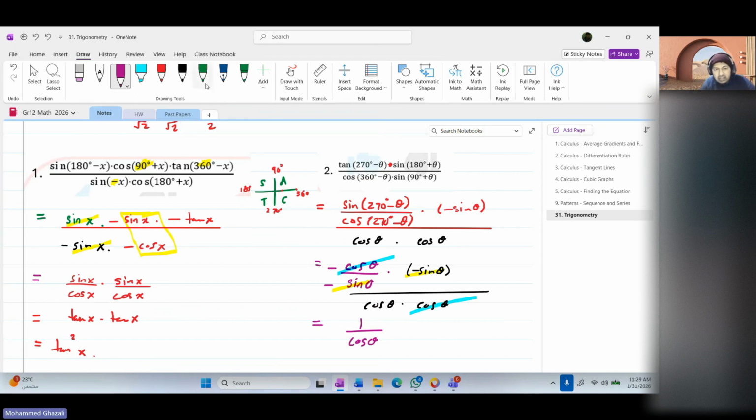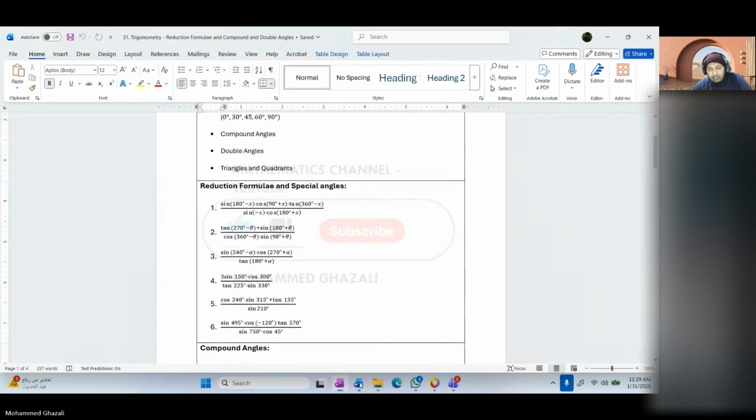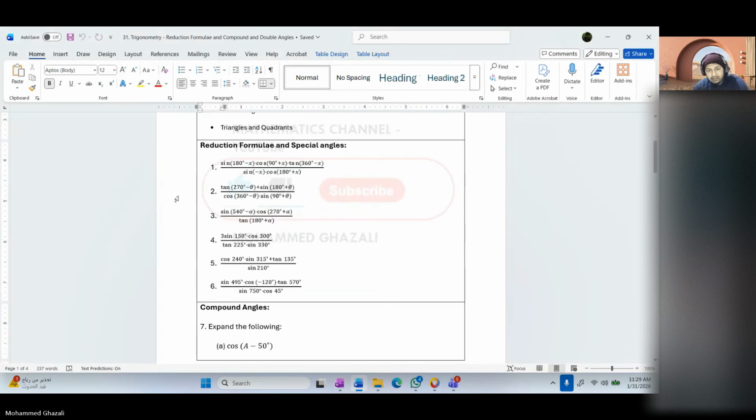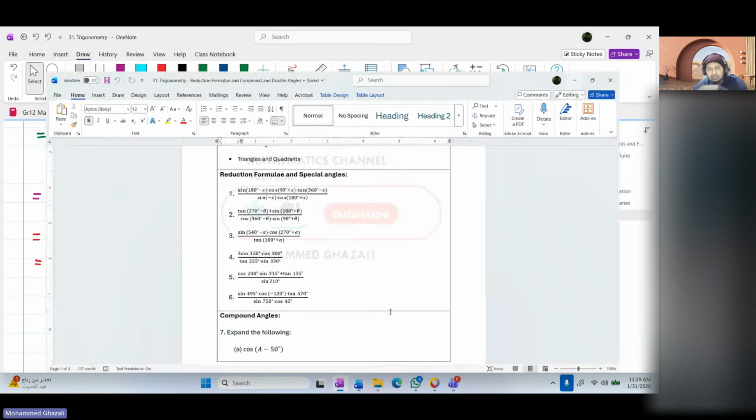If you want in IB, you can write this out as sec theta, right? But there's no need in NSC to write that. The full form for this is cosine theta; 1 over cosine is sec theta. So no need for that. If you stop here, it's fine. Right, I'm going to solve these quickly because we need to move on to the next part.